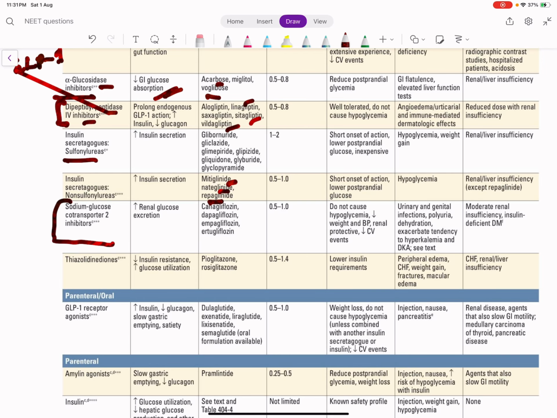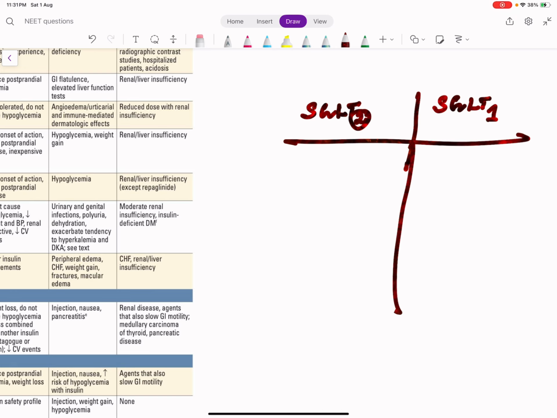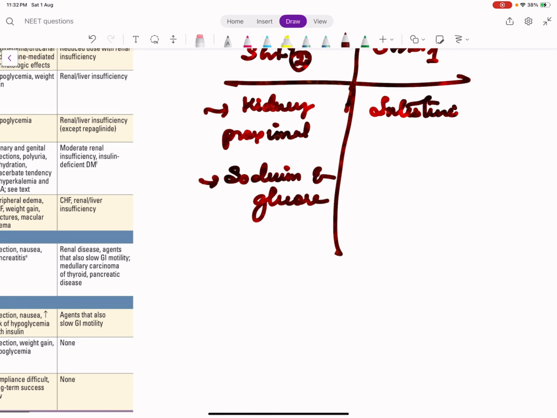Remember SGLT2 inhibitors because these are anti-diabetic drugs which are used in heart failure. So what is SGLT? Sodium glucose cotransporter 2. We have another transporter which is SGLT1, sodium glucose cotransporter 1. SGLT1 is present in the intestine. SGLT2 is present in the kidney proximal tubule. The function of this cotransporter is to absorb sodium and glucose together into the blood. SGLT1 absorbs the same sodium and glucose from the gut into the blood.